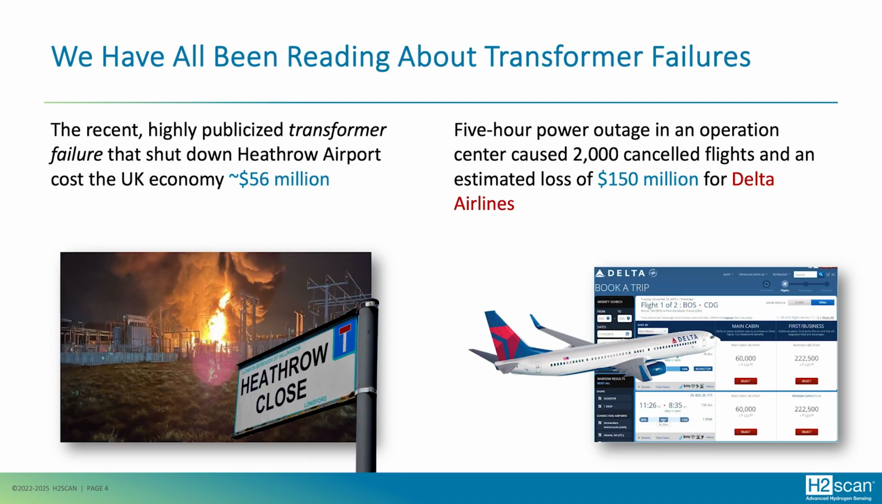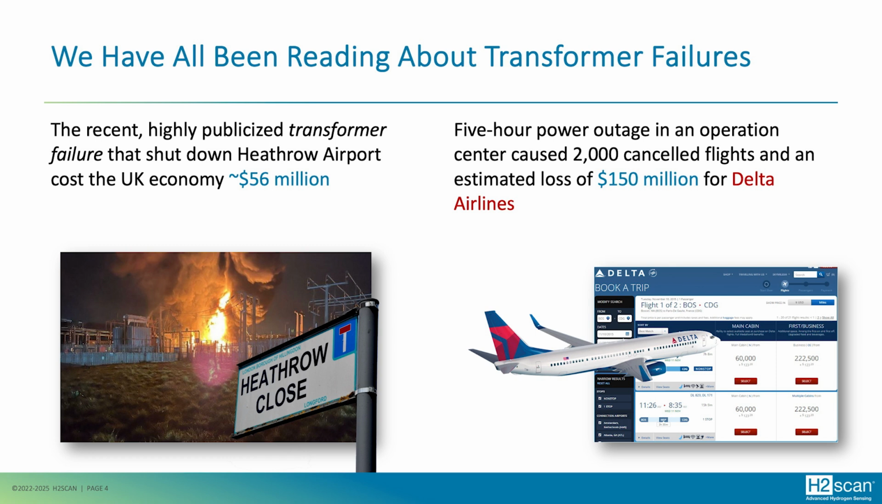I said it earlier, you can't open a magazine, you can't open a digital outlet, you can't move on LinkedIn without reading about yet another transformer failure. And of course, there's no transformer failure that is more topical today than the one that shut down Heathrow Airport quite recently. I believe it cost the UK economy £50 million or $56 million. And that's really what we know of. I think there's a lot more complication and expenses associated with it. But it probably is the quintessential failure that nobody wants to be associated with.